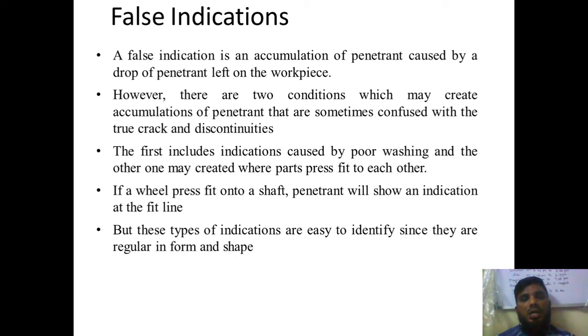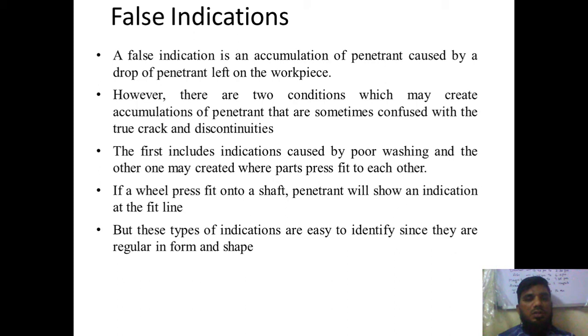However, there are two conditions which may create accumulation of penetrant that are sometimes confused with true cracks and discontinuities. The first includes the indication caused by poor washing. That is the first thing. When you are not properly cleaning the surface after applying the penetrant, it may cause false identification.